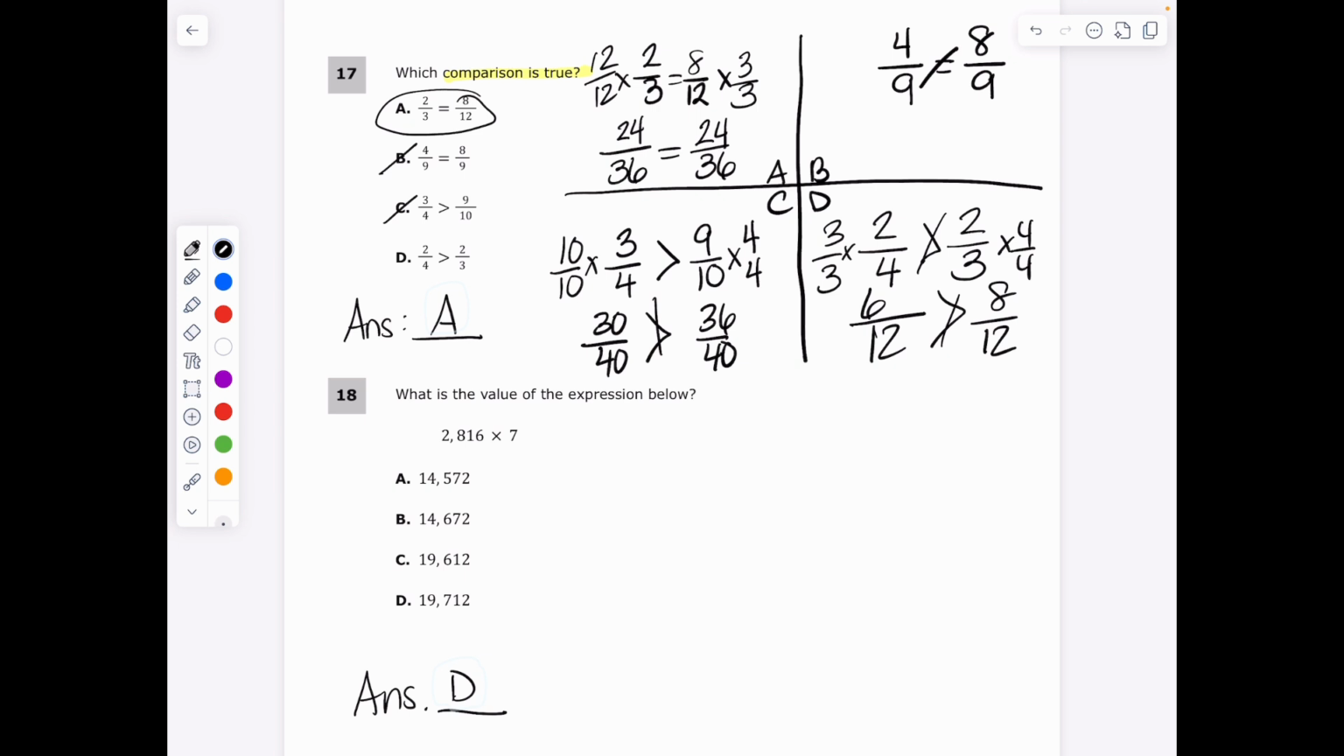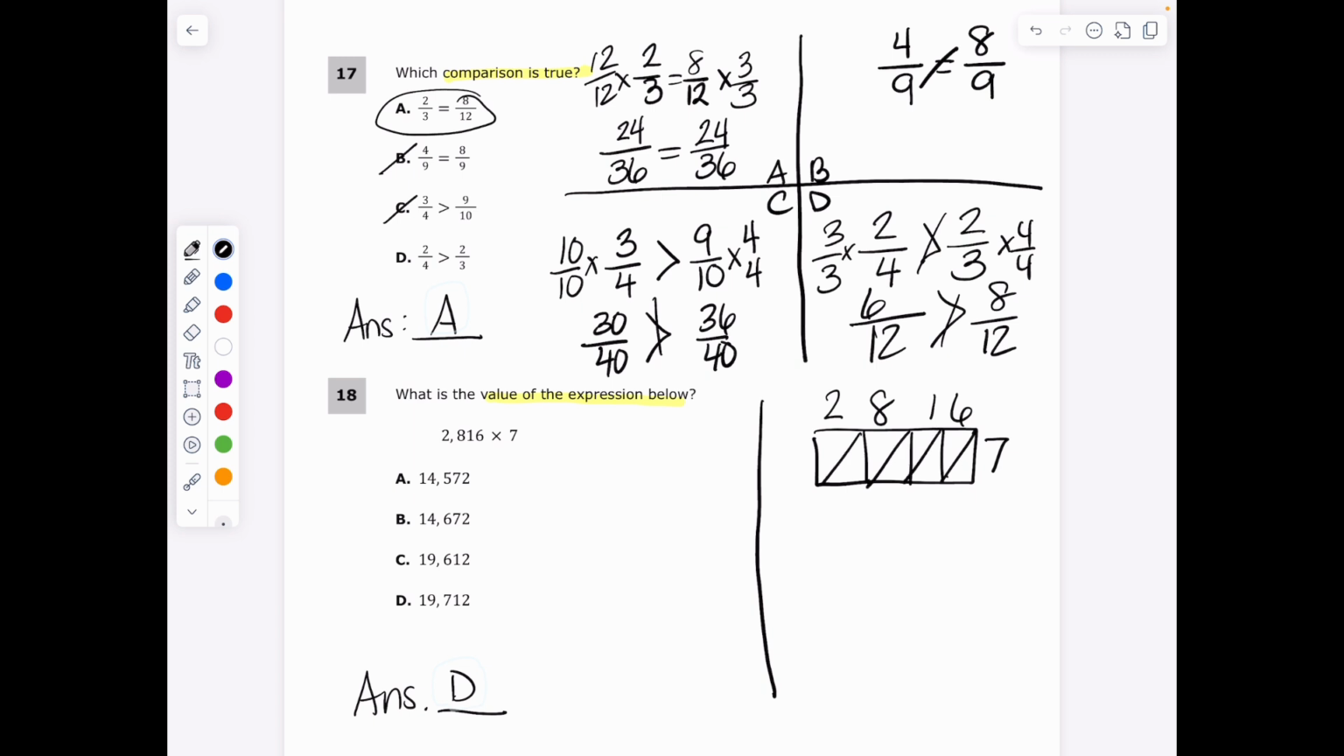Oh, this is a nice multiplication one. What is the value of the expression? All kinds of different methods you can use. Traditional. I like lattice, to be fair. I kind of like lattice a lot. Haven't done lattice in a long time. I'll show both. So if you like a lattice, this is a 1 by 4. So here's 7 and 2, 8, 1, 6.